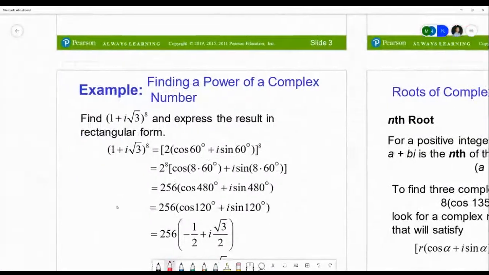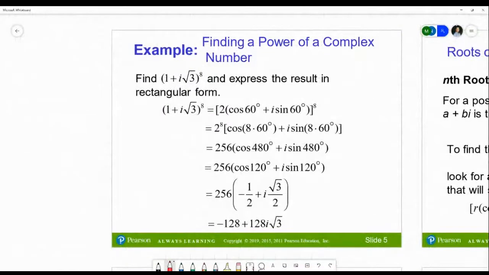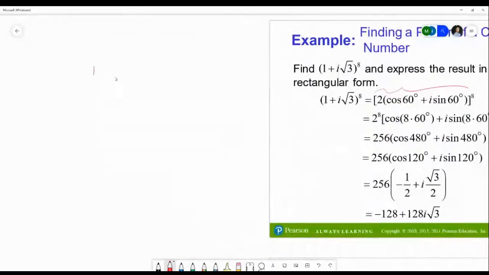Okay, so let's look at the power of a complex number. Here we are looking at the 8th power. So we're trying to take 1 plus i square root of 3 to the 8th power, and we can do this by rewriting it into trig form. Let's review how to do this. 1 and square root of 3 will basically be your x and your y. You can think of it like that. Since they're both positive, we know that it's going to be in the first quadrant.